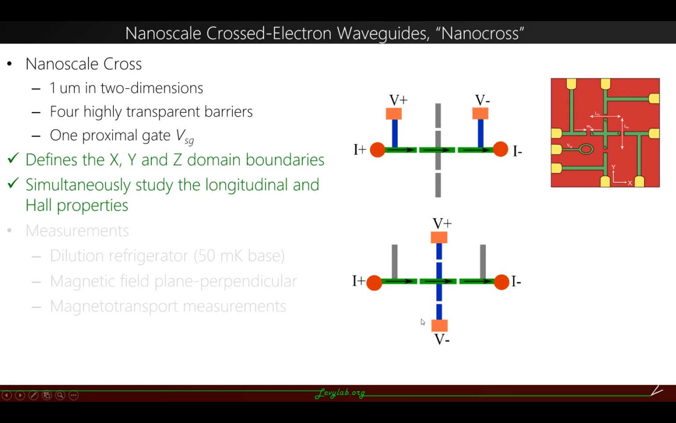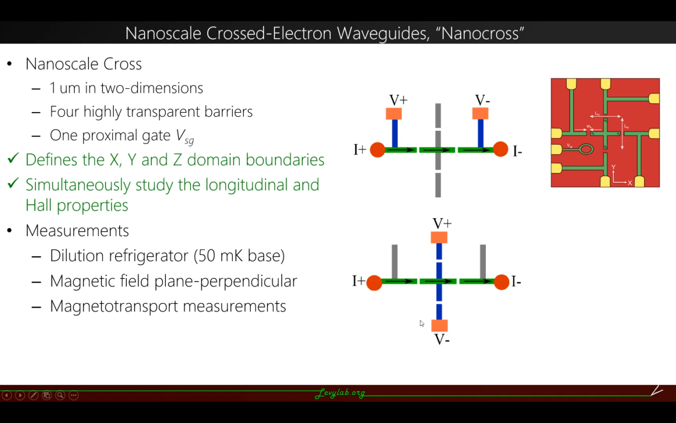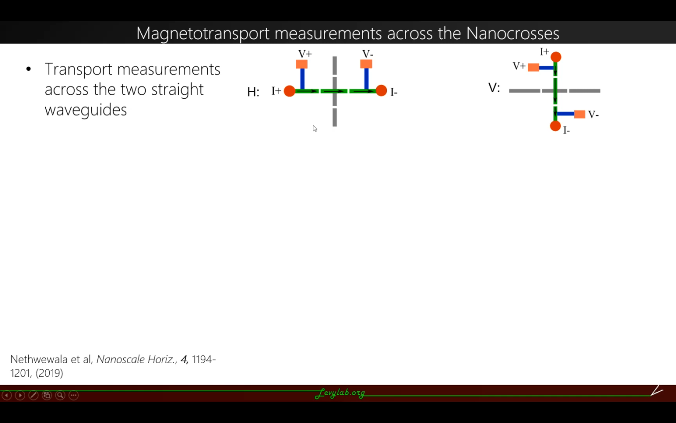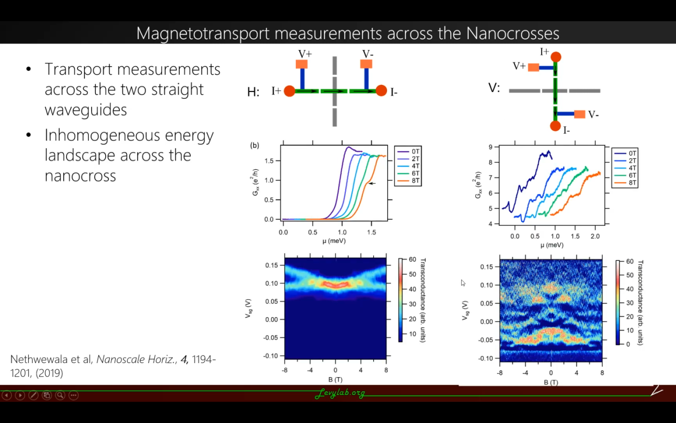So we write these nanocrosses using CAFM lithography, and we take low temperature magnetotransport measurements. So here we have 2 particular configurations across the nanocross, which I call the horizontal and the vertical configuration. And what we observed was an inhomogeneous energy landscape across the nanocross. So if you look at the 2 states and their subband structure, the vertical configuration is far more conducting than the horizontal configuration. Also, I would like to point out that this particular configuration is the corresponding Hall configuration for the horizontal case.